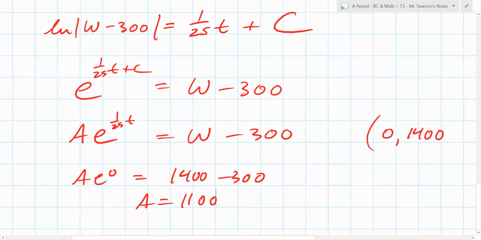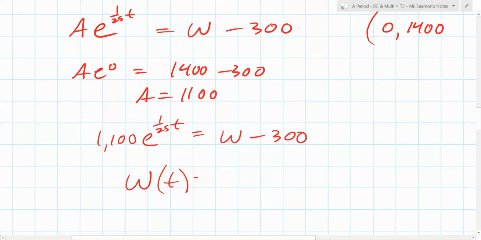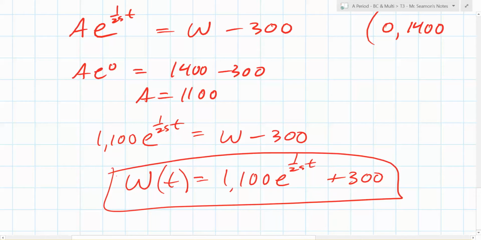1100. So what do you get for an equation? You get 1100 e to the 1/25th t is equal to w minus 300. So w in terms of t is equal to 1100 e to the 1/25th t minus 300.